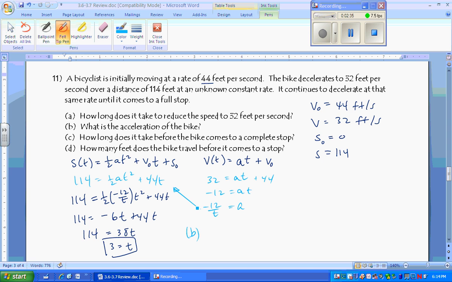For part B, we want to know what the acceleration is. Well, we have an equation right here for acceleration. All we have to do is put 3 in there. So a equals -12 divided by 3. So our acceleration is -4, and that would be feet per second squared.